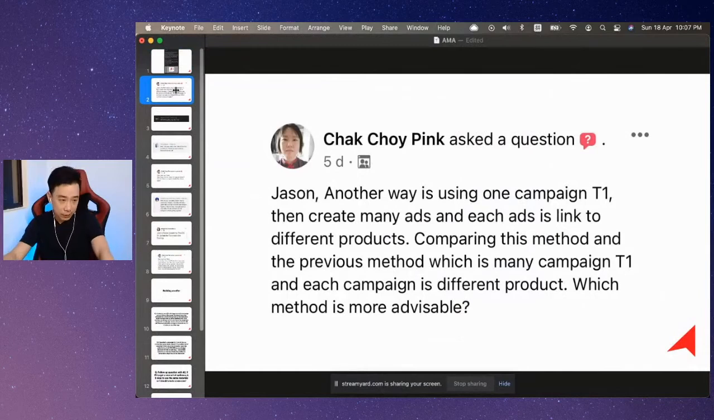Okay, now this is another question also coming from my 6DC student. In my 6-day challenge, I teach you how to build the two-step funnel framework campaign, as in how to build a Facebook advertising campaign using my two-step funnel framework. Now, fundamentally, what does it mean? What is the two-step funnel framework?